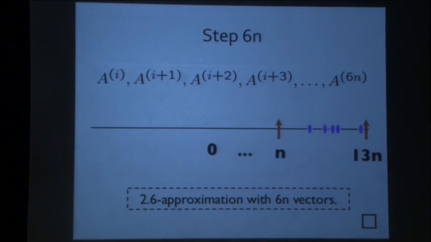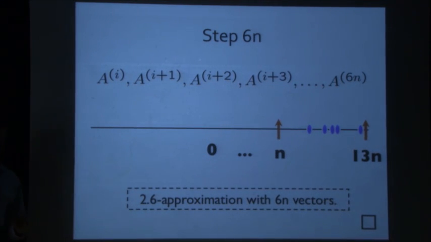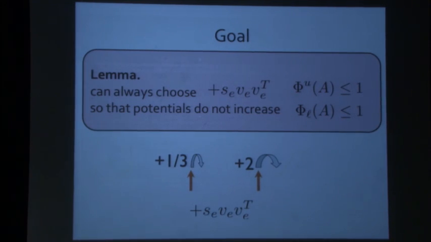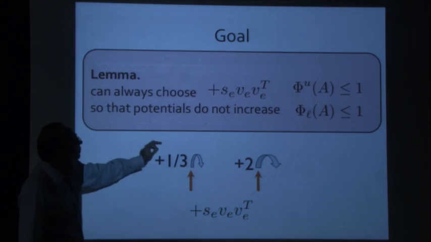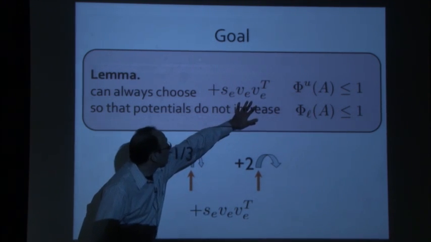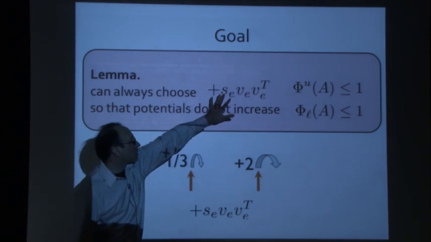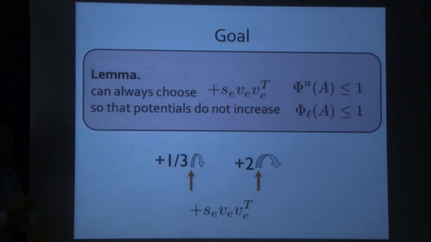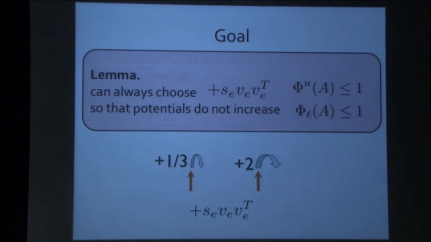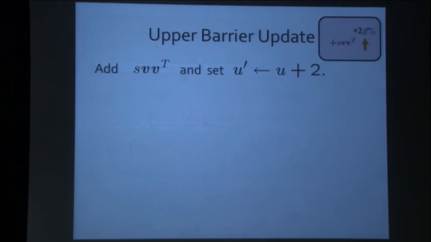I believe I have time to tell you a few details that will be useful for the future lectures. So the key statement here is just that I can always choose some vector from my set, appropriately scale it, and add it and move the barriers and keep my barrier potential functions less than 1. So let's see why.